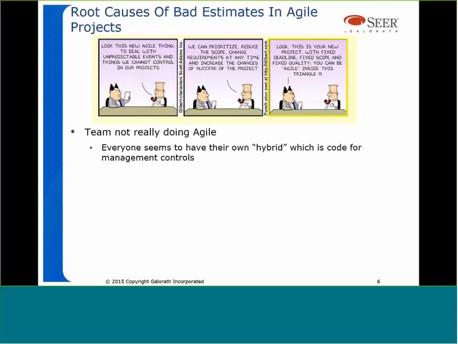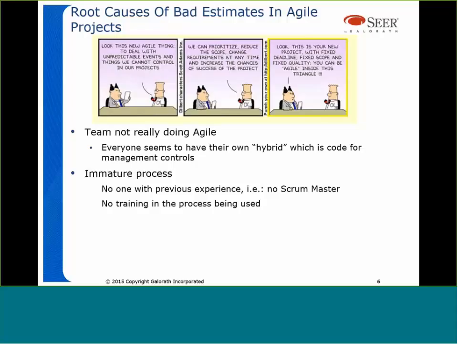Number one is the team is really not doing an Agile project. Everyone seems to have their own flavor of hybrid Scrum or whatever it is. They're saying we're doing Agile, but we have our own hybrid. A lot of times that's because they have immature processes. They don't really know what they're doing with Scrum, and they're not really sure how to go forward. They don't even have a mentor or a Scrum master.